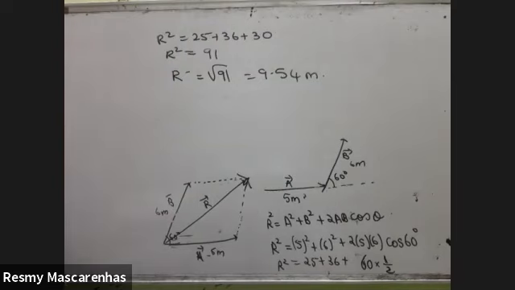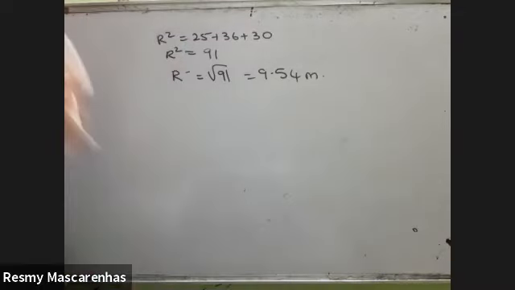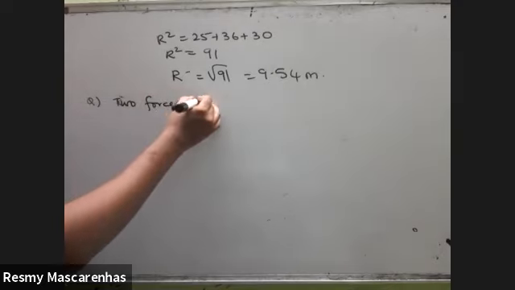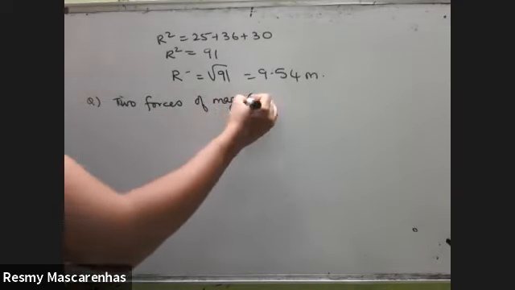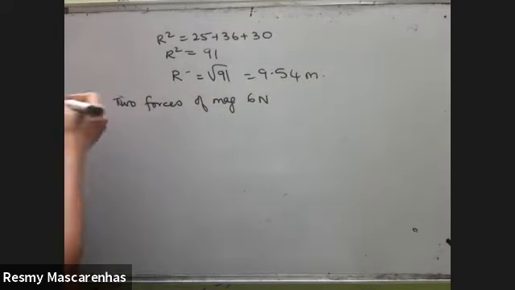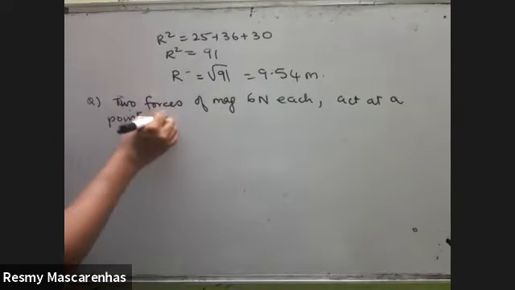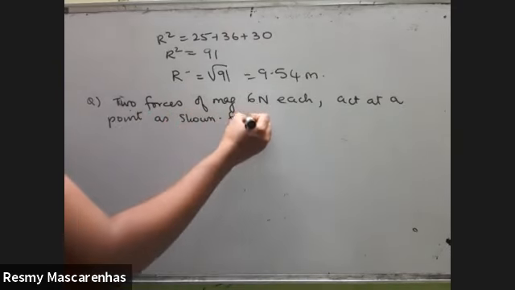Next question. What is the time? Question is: two forces of magnitude 6 Newton each act at a point as shown. Find the resultant.